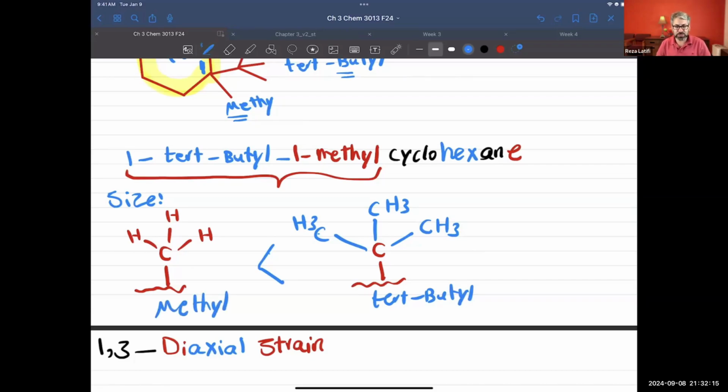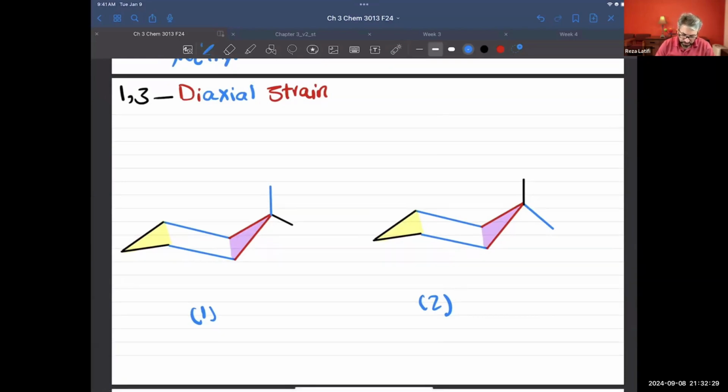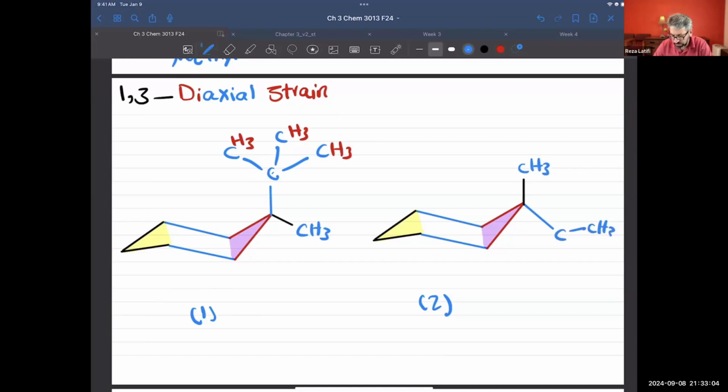Now I have 2 substituents, and I want to put them on the chair conformation of cyclohexane. The question is, where should I put them? I have 2 options. First option, let's put the methyl down here and the tert-butyl there. The tert-butyl, remember, has 3 carbons attached to it, and each carbon comes with 3 hydrogens. Or I can put the methyl here, CH3, and the tert-butyl there.